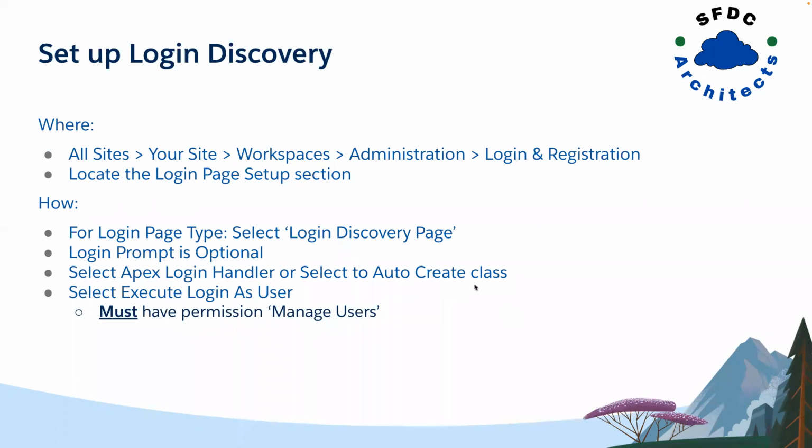And so you do this where I was showing you before. You go to your site, you go to workspaces, administration, and login registration. You're going to find the login page setup section. And then from there, you're going to set up login discovery page. You can update the login prompt if you want, but you don't have to. And again, either provide an Apex class or auto create it. And then this is the login user that has to have the manage users permission so that it can create those users properly.